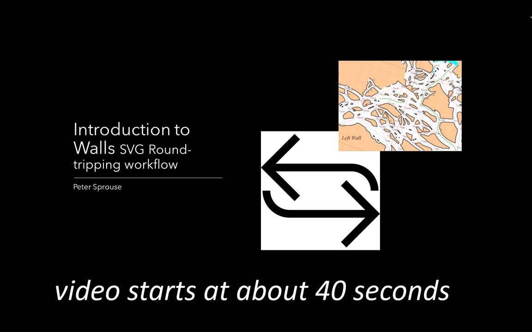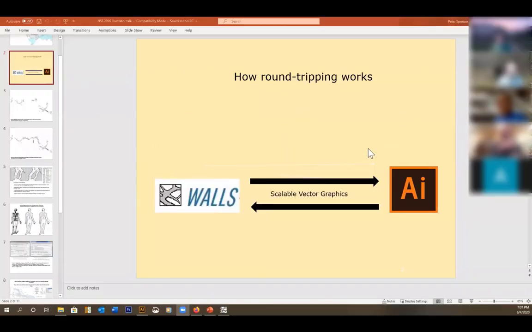And just give you a quick introduction via one of my standard PowerPoints on what round tripping is and why you should be doing it. I touched on this at the end of my talk last week, so there's a little bit of overlap here. Round tripping between Walls and Illustrator goes back and forth using an intermediate format called SVG. And a couple of examples here.